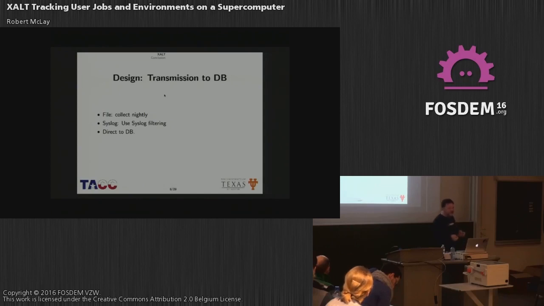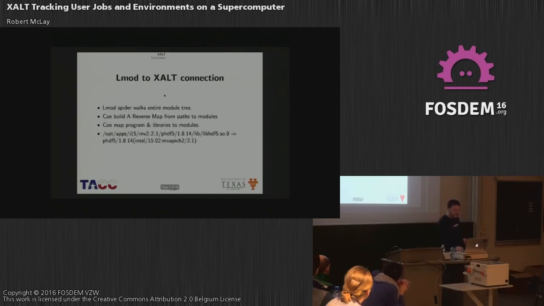So what we do is we have at least three methods that we support to collect the data. We produce JSON information, we can write it to a file, which we can collect nightly, we can send that information directly to syslog, where tools like Splunk or Elasticsearch, Logstash can analyze it, or you can write straight to the DB, and we have sites that use all three of these methods.